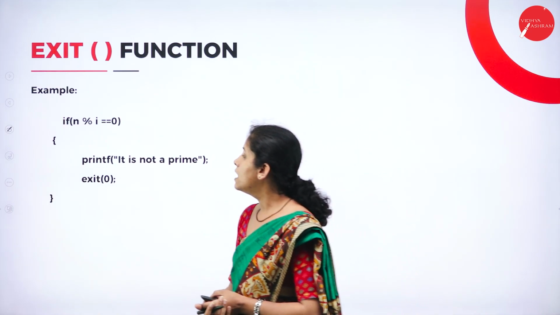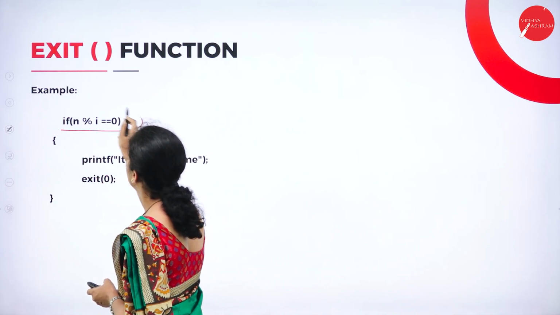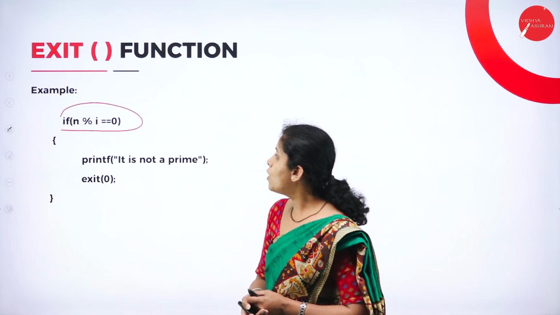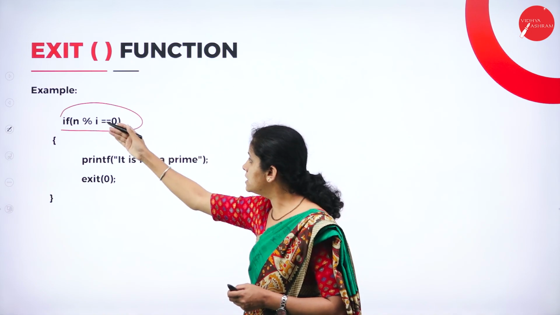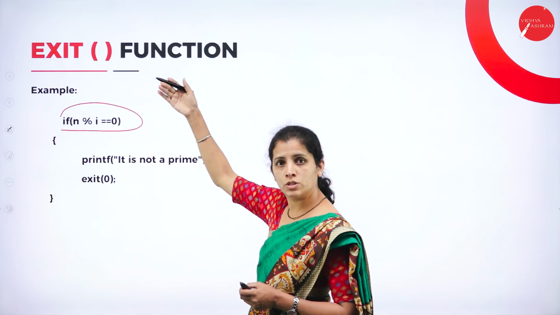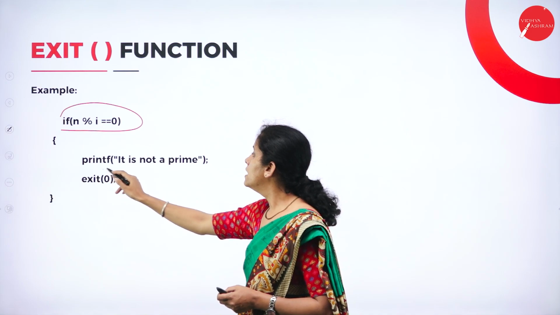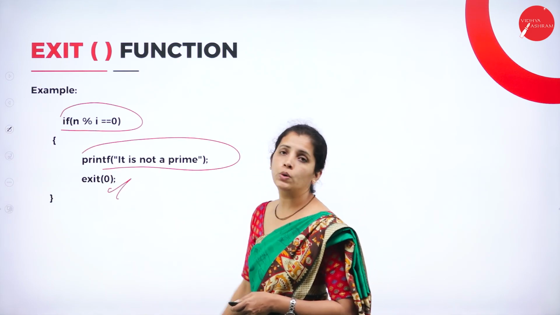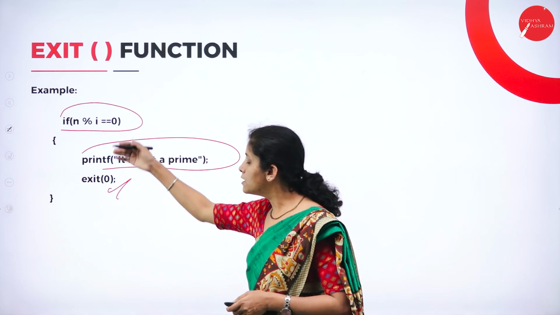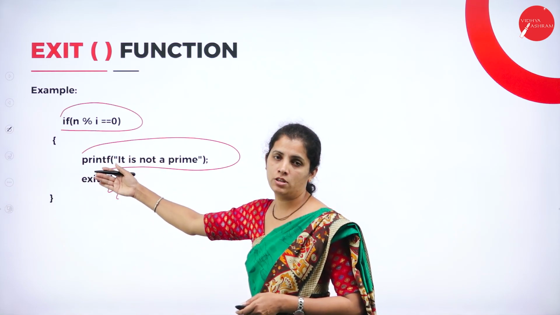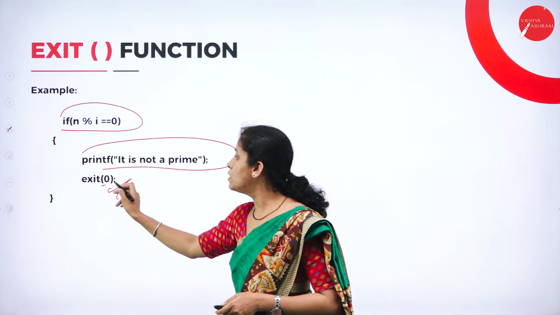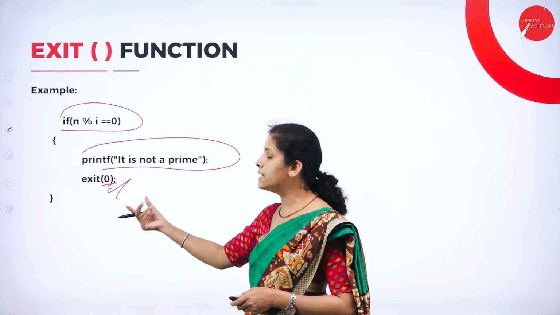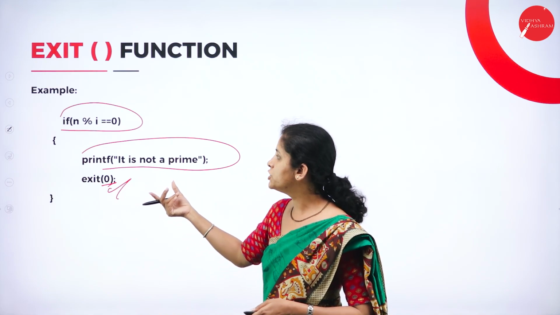Now see here, I'm having the if condition, and if n mod i returns remainder equal to 0, then it is not a prime number and I want to exit. So this is the normal termination process, because I'm going to pass the value 0. So 0 indicates normal termination.